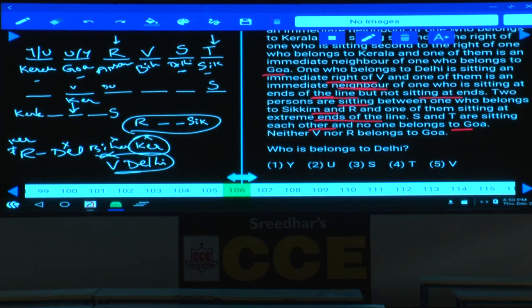Question numbers 106 to 110. Then 111 to 115, coded inequalities. First write down this arrangement for 106 to 110. Then let us discuss 111 to 115, coded inequalities. Anyone please? 111 to 115.